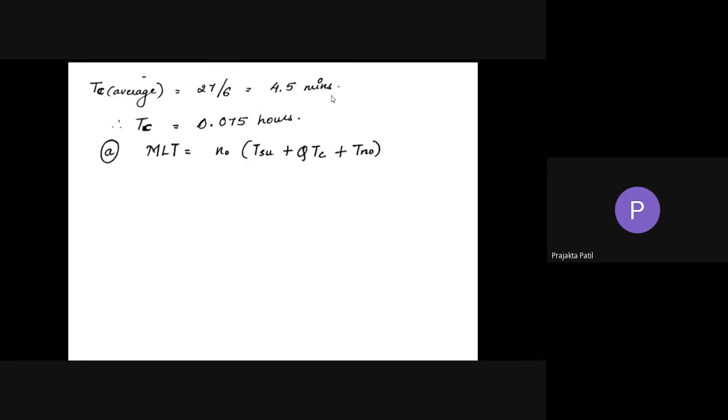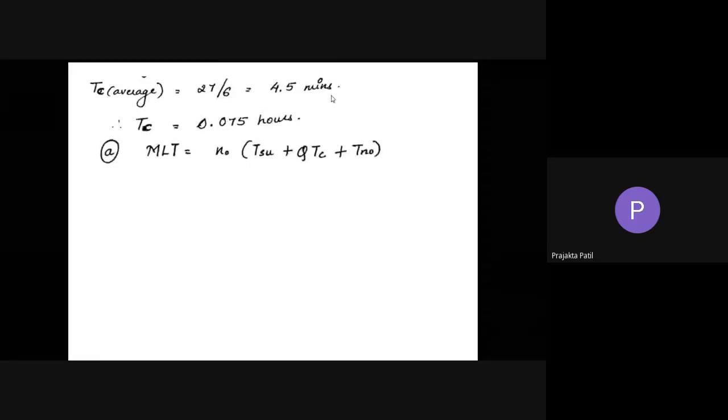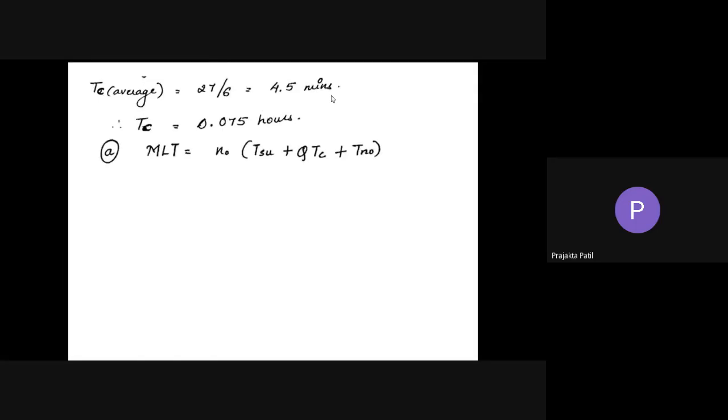So you have the equation for manufacturing lead time. We know it is N naught into TSU plus Q into TC plus TN naught. This is the equation which we are going to use in order to get manufacturing lead time with respect to batch production. You can refer back to your notes. So this is the equation. Please substitute all the values and tell me what is the answer.